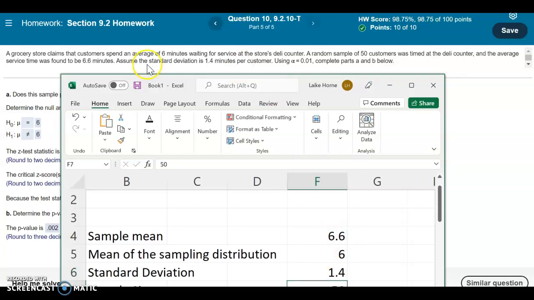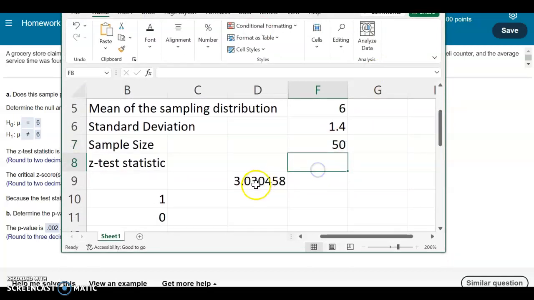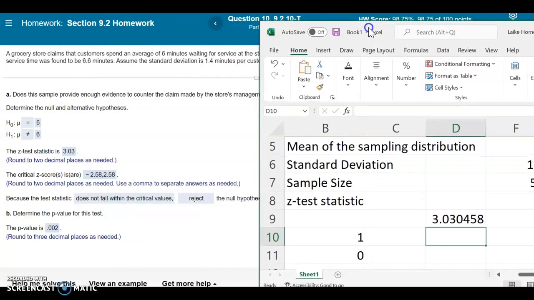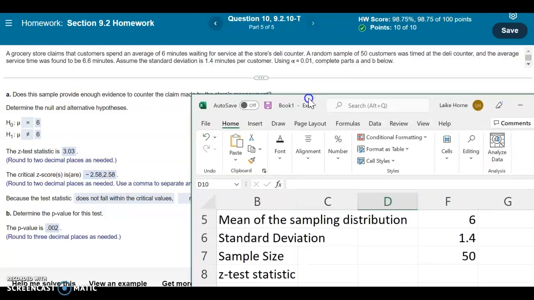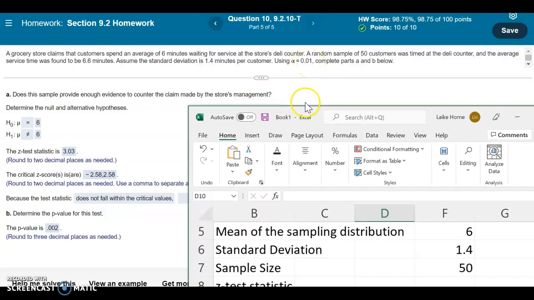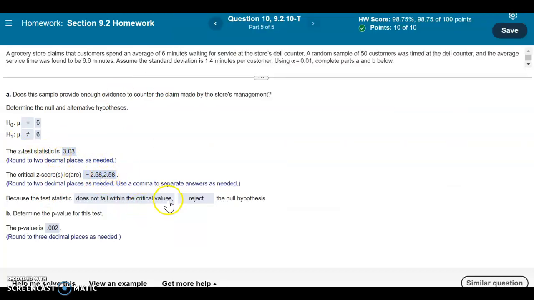So if we plug all that in there, we already have the formula. Our test statistic is going to be 3.03. And that's what we have here. Your critical value is going to be 0.01 divided by 2, .005, which we already looked up previously. So negative 2.58, positive 2.58. If you were to draw that out, 3.03 is not going to fall in between those. So since it does not fall in between it, we would reject it.